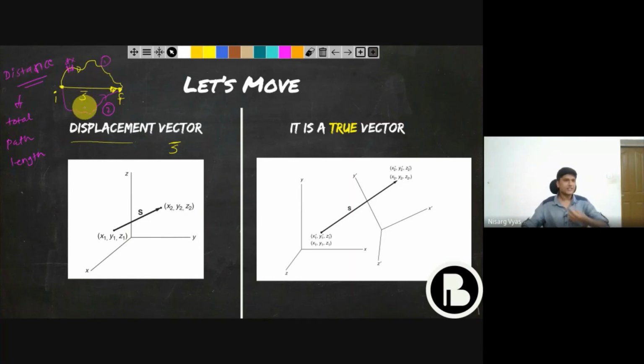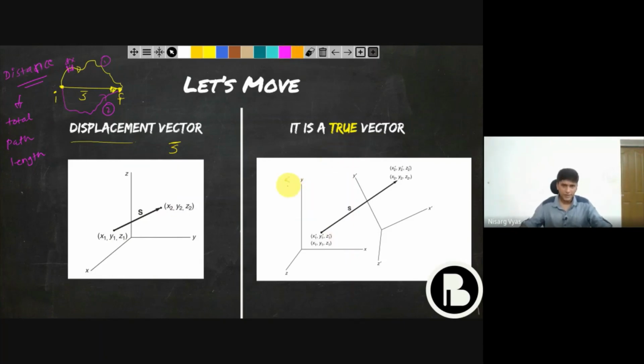So you can't say that distance is a vector, but displacement is, because displacement is the same in all the cases, however many paths it takes. Doesn't matter. So displacement is a vector from the initial point to the end. Yes. And it is a true vector. How can I say that it is a true vector?